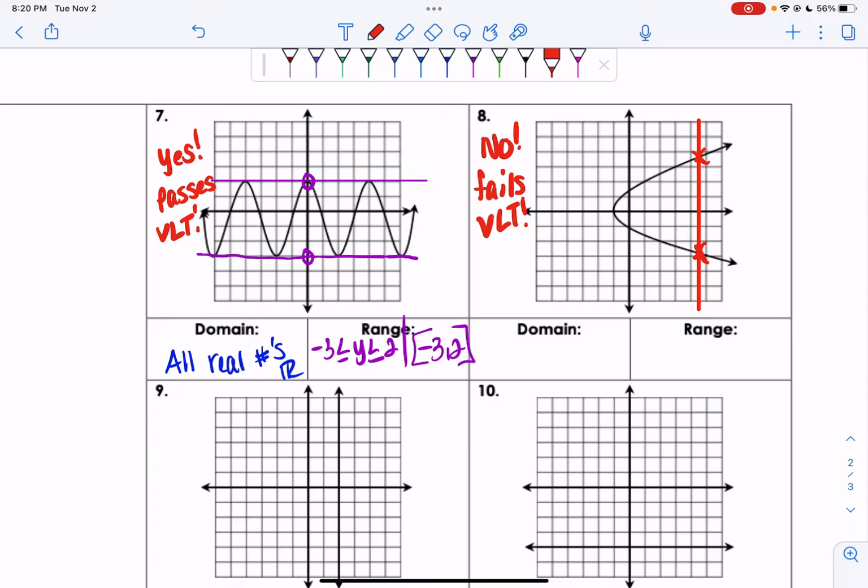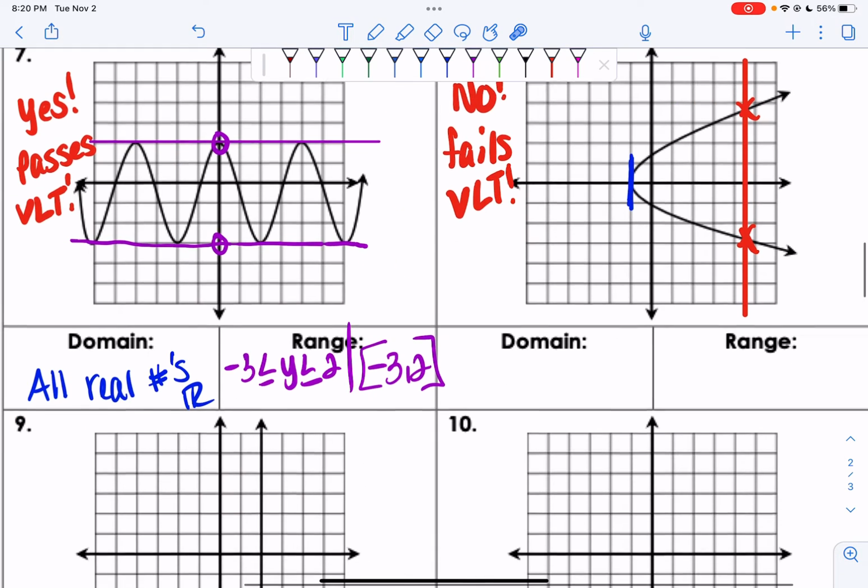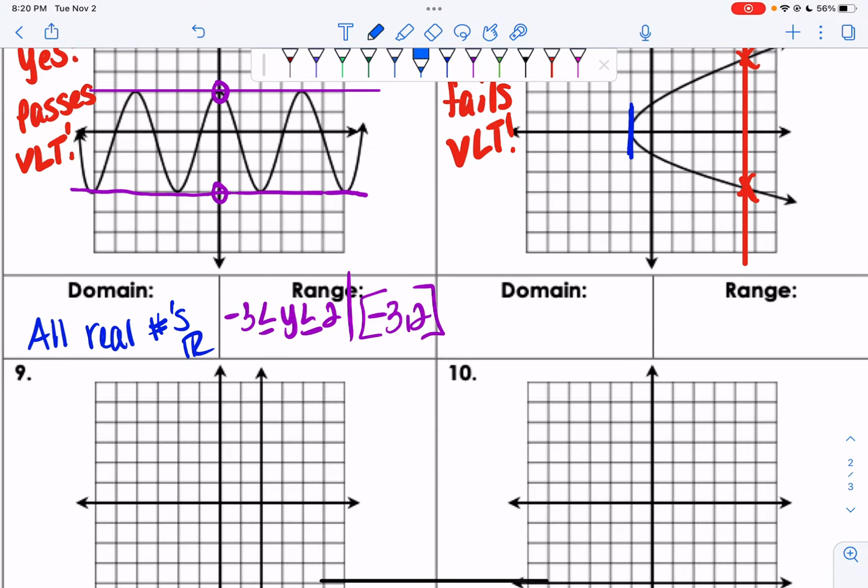If I look at this graph for my domain, the furthest left I go is right here. And then I go on forever and ever and ever in this direction, and forever and ever and ever in this direction. So my domain's not all real numbers because I don't ever plug in these numbers over here. So I can say that my domain is x is greater than or equal to negative 1. And I can also write that as -1 to infinity.